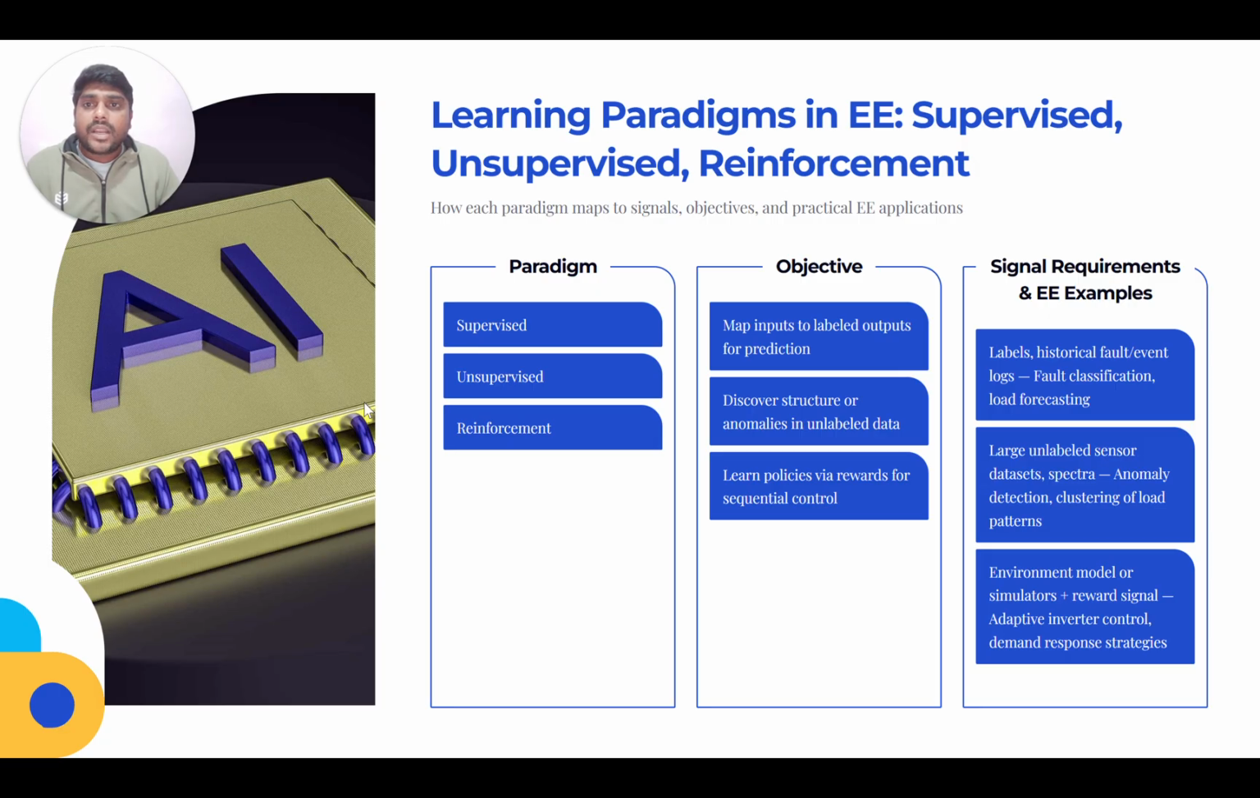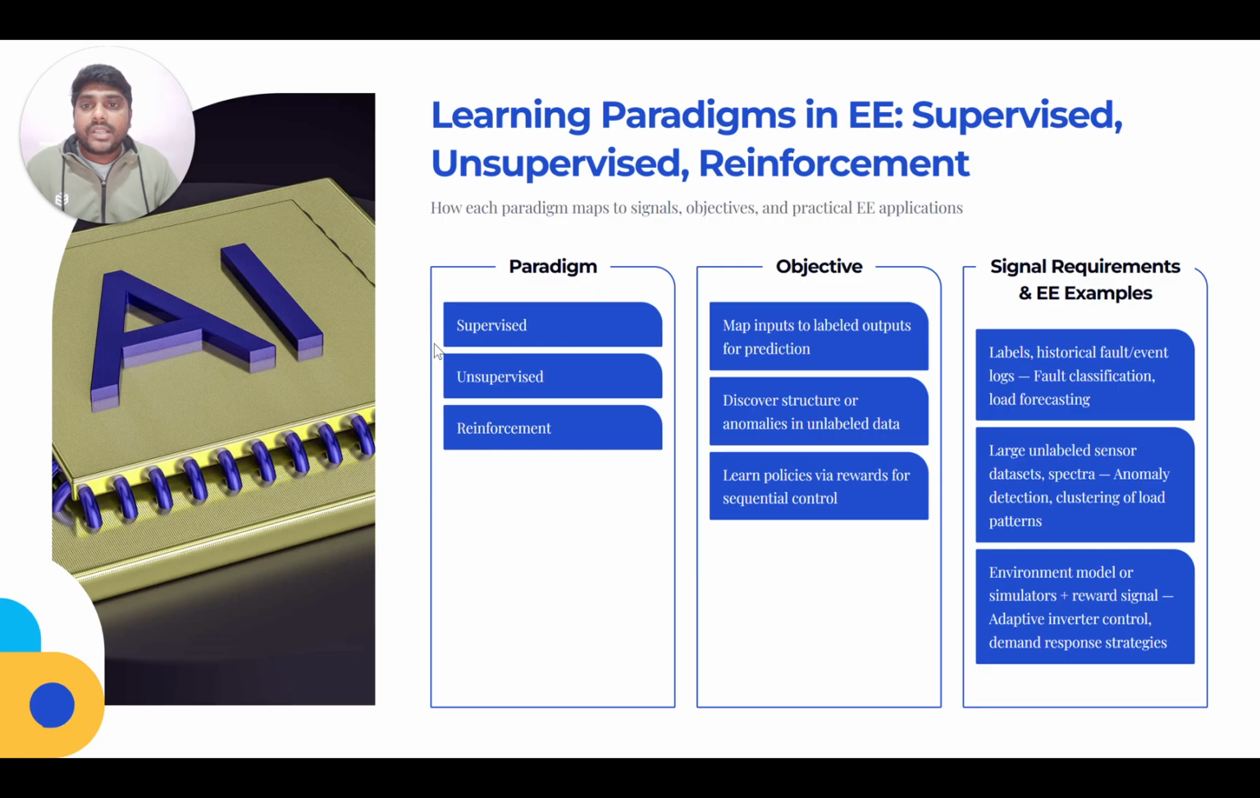When we talk about data-driven models, we are primarily referring to three learning paradigms, each suited for different problems in electrical engineering. First one, supervised learning, is the most common. The objective is to map inputs to labeled outputs for prediction. This requires signals like historical fault logs and pre-labeled data. Key examples are fault classification and load forecasting.